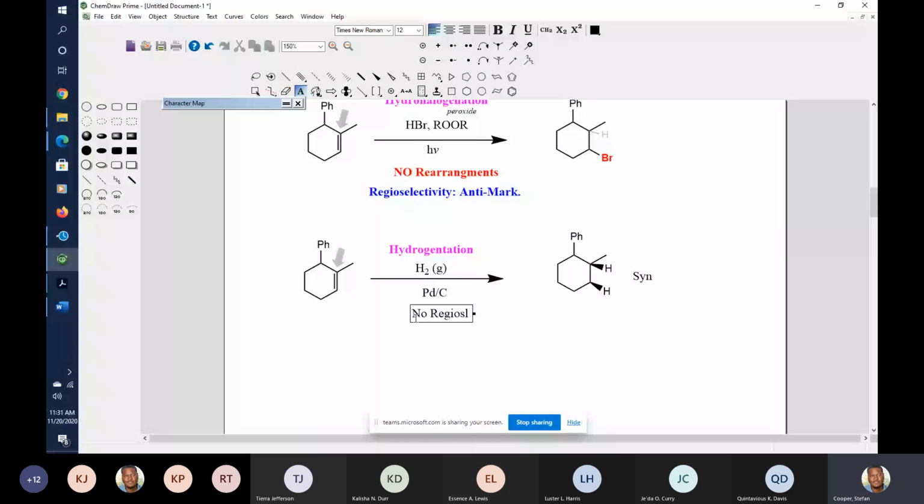Both atoms are the same that are added to the double bond, so we can't say what's going on there. Okay, good. Let's keep moving forward.